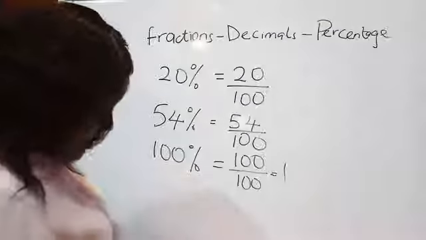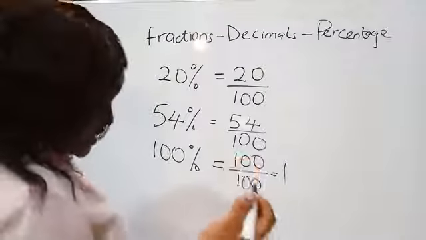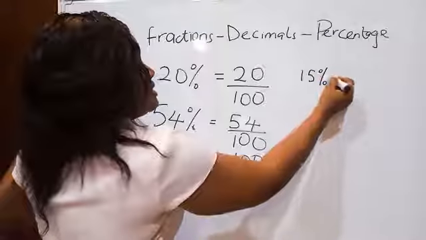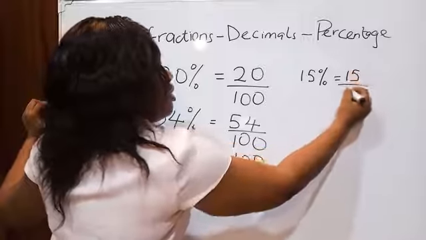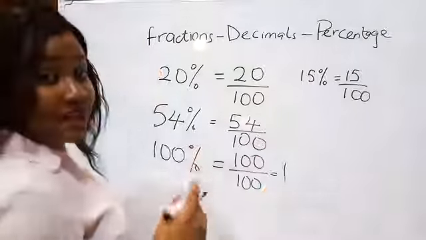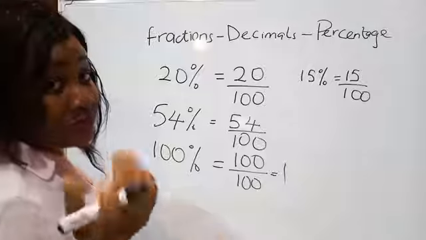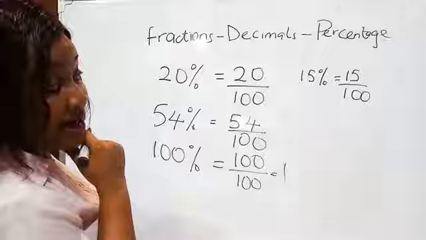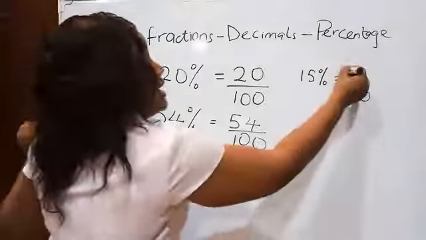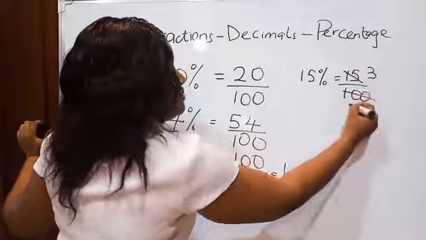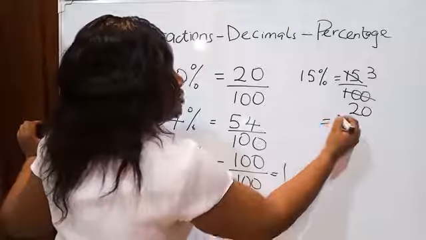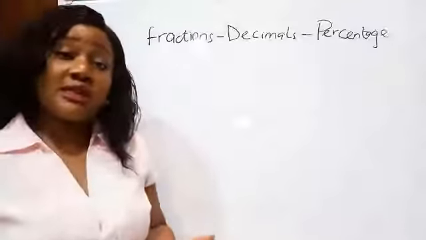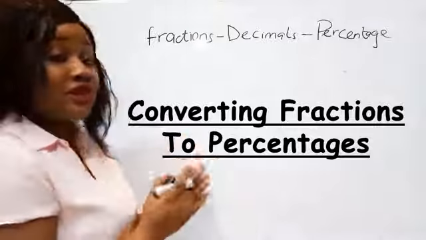Now let's express 15% as a fraction in its lowest terms. We have 15%. What is it? It's 15 over 100. To reduce it to the lowest terms, we find the common factor, which is 5. So 15 divided by 5 gives us 3, and 100 divided by 5 gives us 20. So 15% is equal to 3 over 20.